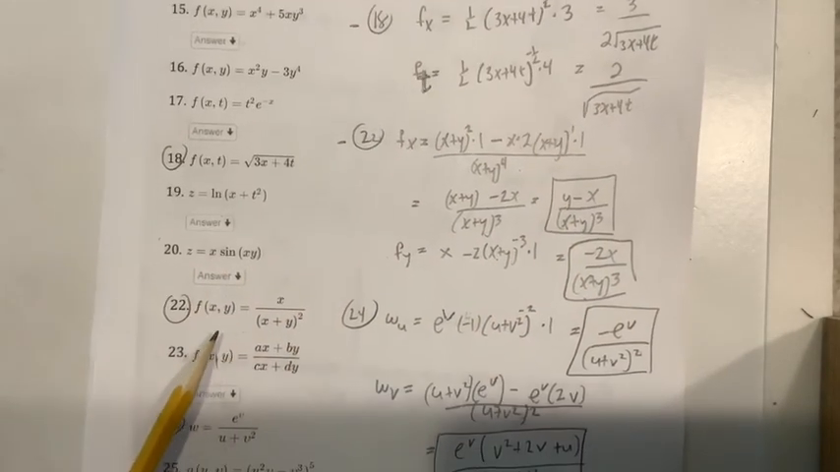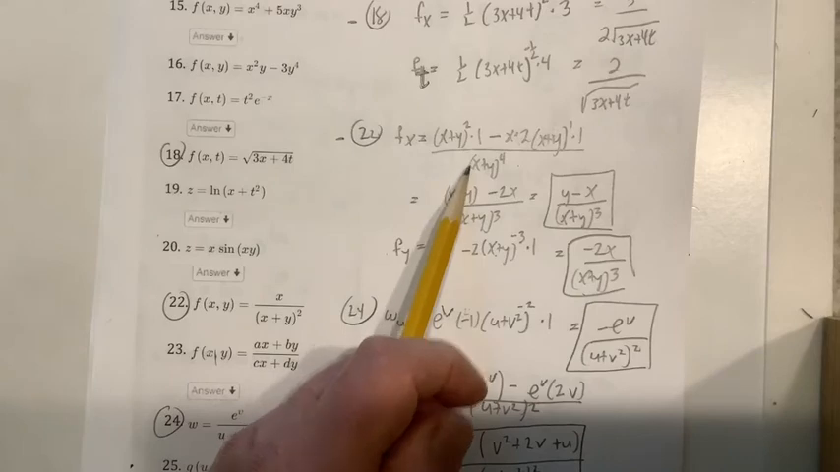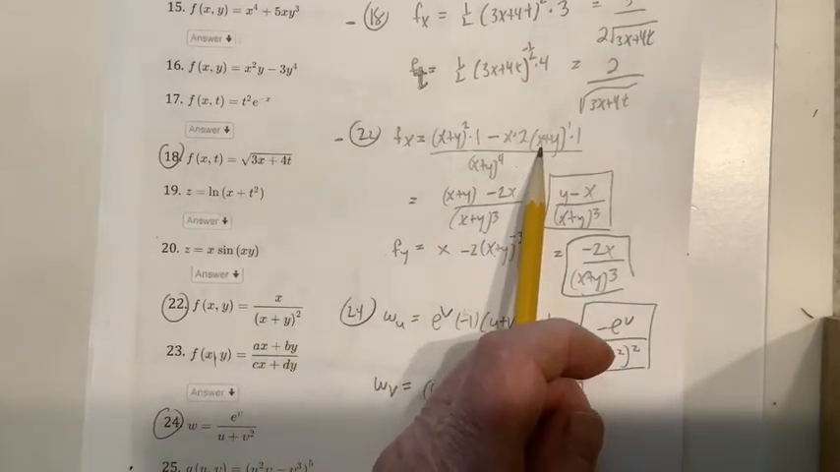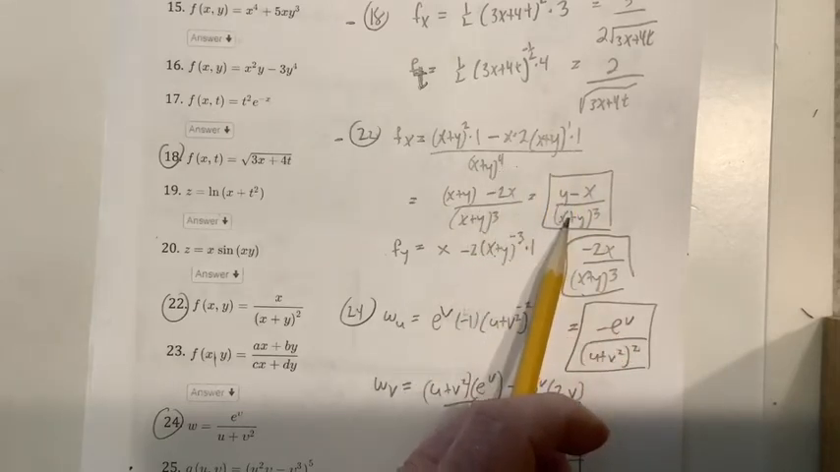Okay, let's do 22. So I want to look at the partial with respect to x. So this is a quotient rule, right? It's the bottom times the derivative of the top minus the top times the derivative of the bottom. Now when you take the derivative of what's inside, you get 1 over the bottom squared. So that simplifies to this.